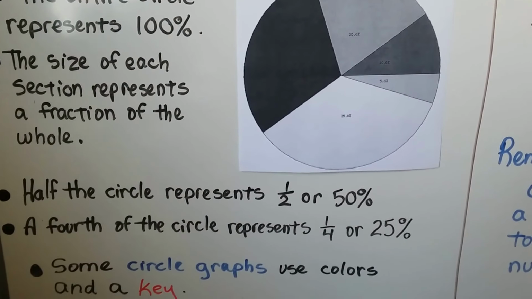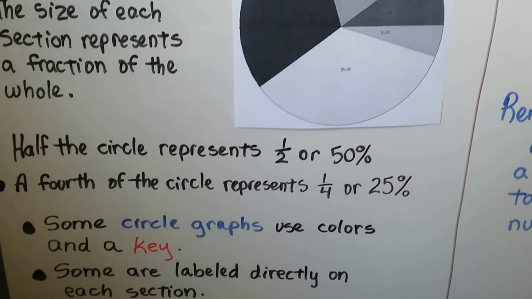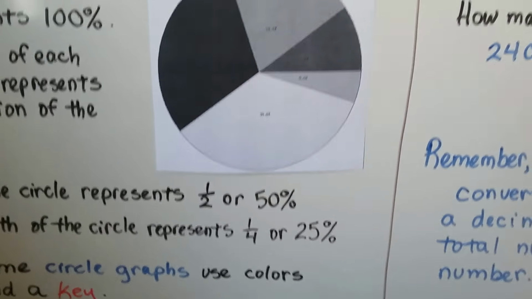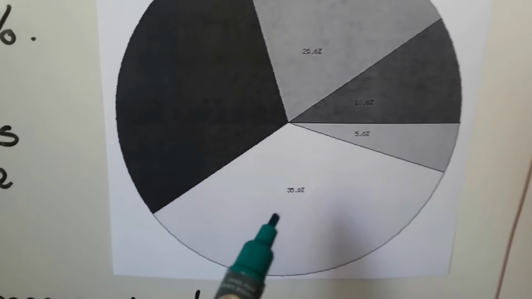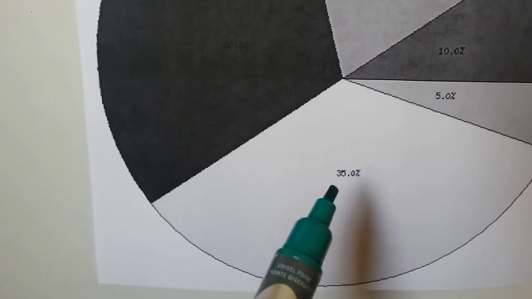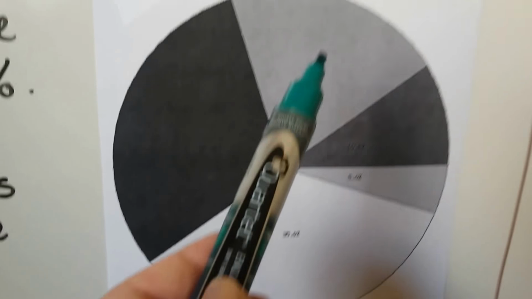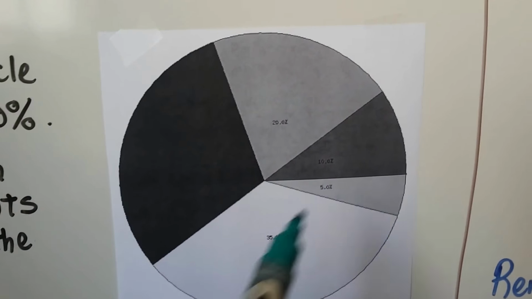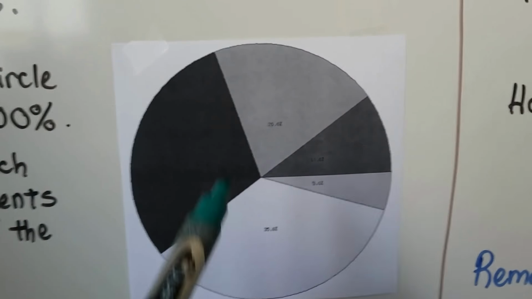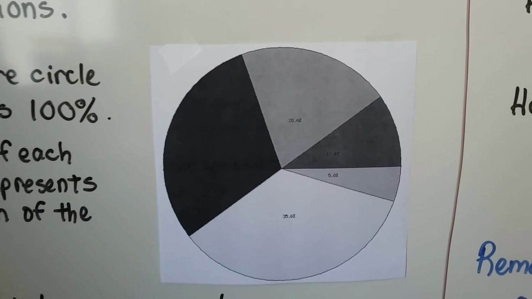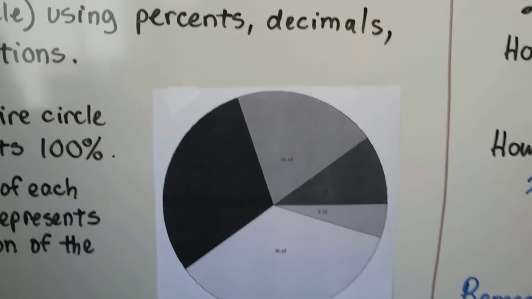And some circle graphs use colors and a key to tell you what the colors stand for. And some are labeled directly on each section. So like on this circle graph, you can look and see that this is 35% right here, this area. This area is 20%. And actually, the degrees of the circle, which we'll get into in geometry, match that percentage. And we'll talk about that in the future.